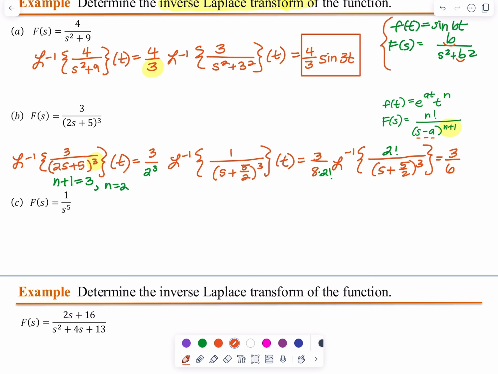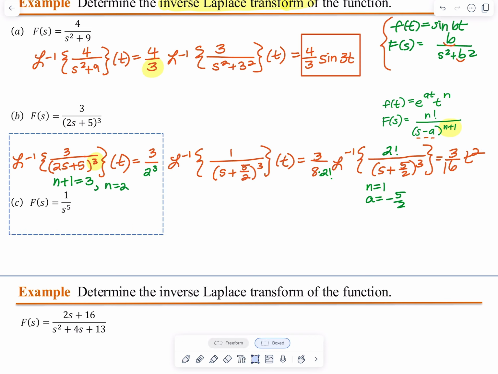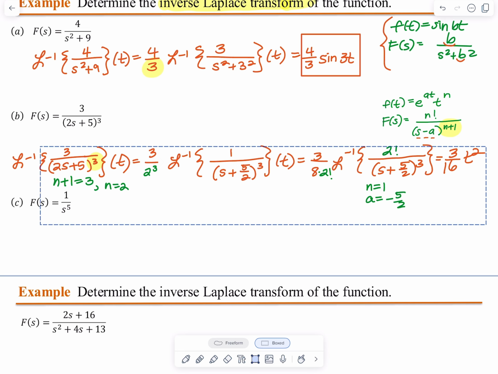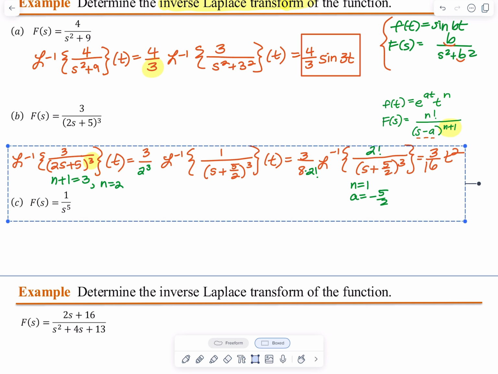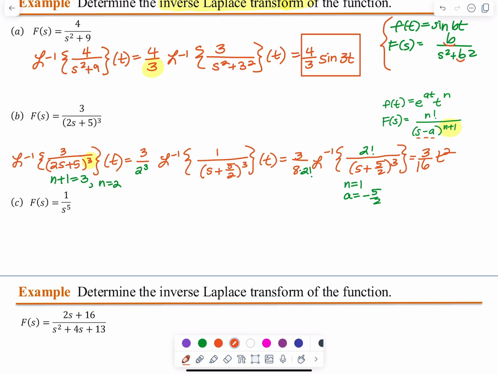3/16. Here's our form. So here we have n equal to 1, and we have a equal to negative 5 halves. So we have 3/16 t squared e to the at, which we would have as negative 5 halves t.